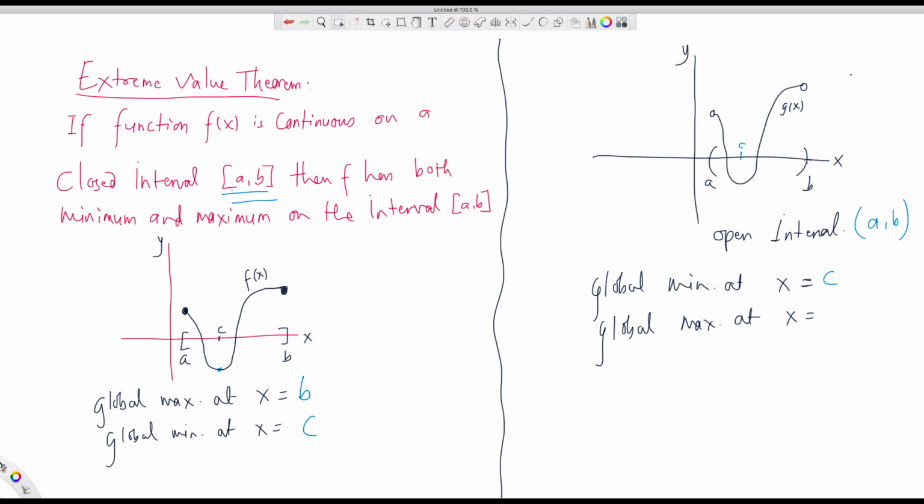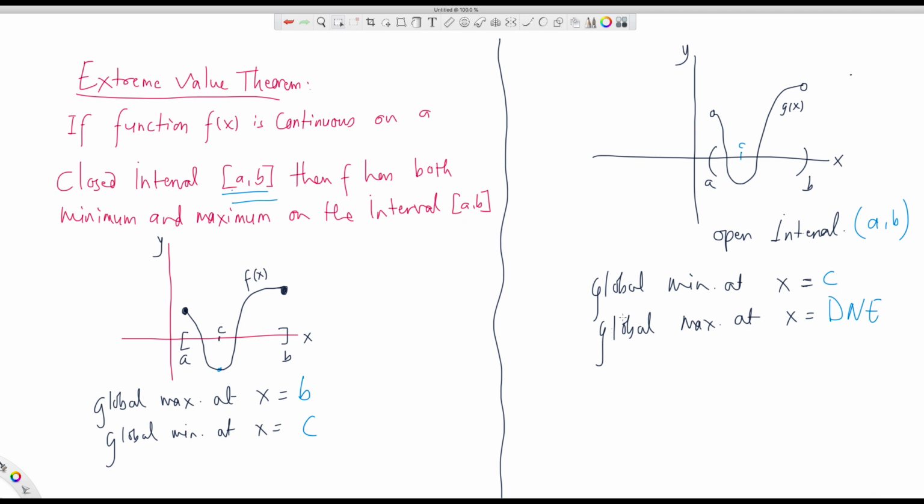Because it looks like at b the height is the highest one, right? But b does not fall in that interval, so we cannot say at what point it is picking the highest point, so we say it does not exist. So the global maximum does not exist for this figure. The reason is because it is continuous only in an open interval.